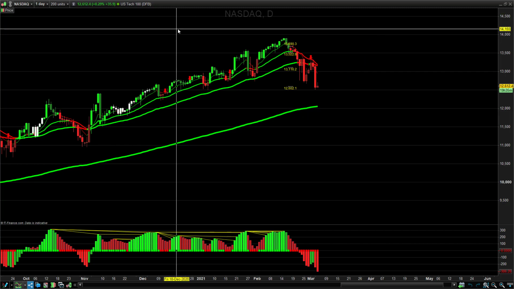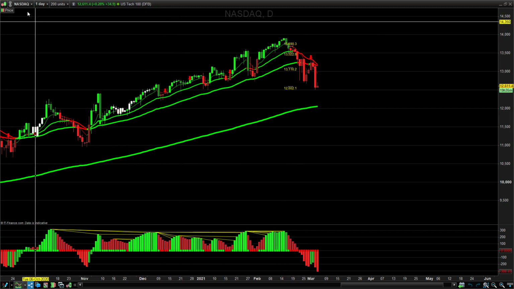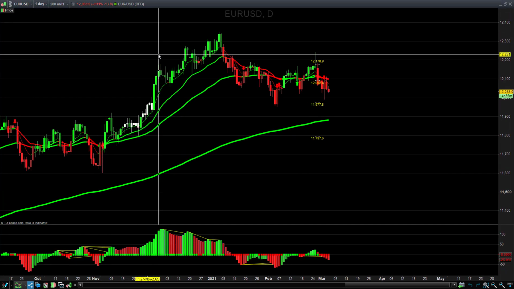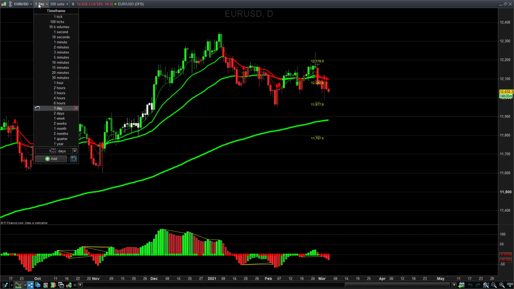So we want to trade what we see, not what we're thinking or hearing on the news. We want to trade price, which is the most important thing. Euro dollar. Let's have a little look at euro dollar. Now, euro dollar started on the bigger time frames.